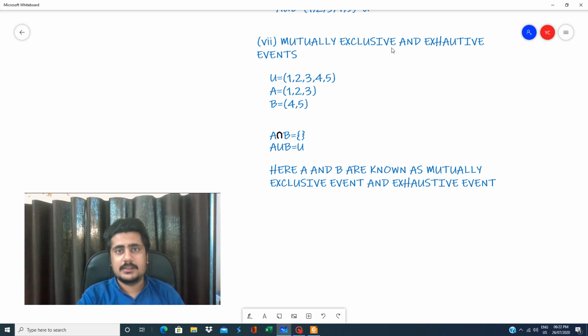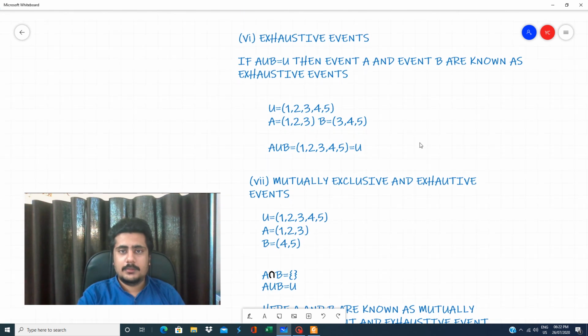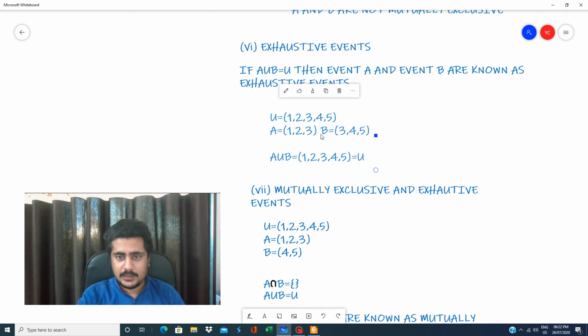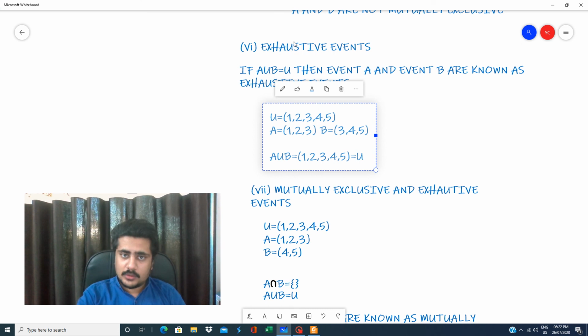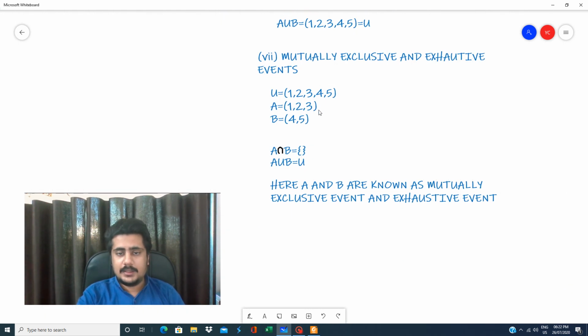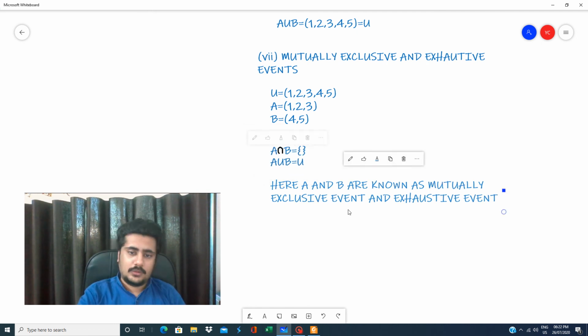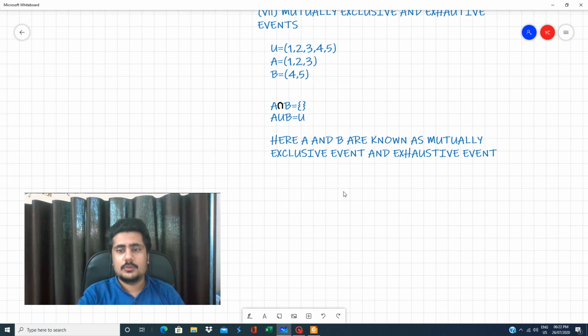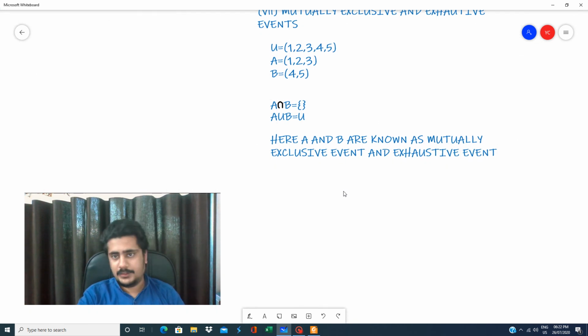Now the seventh event is the combination of the fifth and sixth events. You can see in the above example of exhaustive there is an intersection. 3 is the intersection. So here A and B are exhaustive, yes, I agree. But they are not mutually exclusive as there is an intersection. Here in this example there is no intersection, so it is mutually exclusive, and A union B matches with U, so it is exhaustive also. So in the same sum both qualities match. So here events A and B are known as mutually exclusive and exhaustive events.